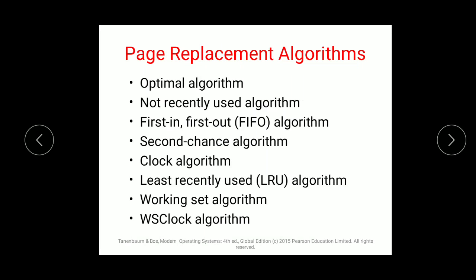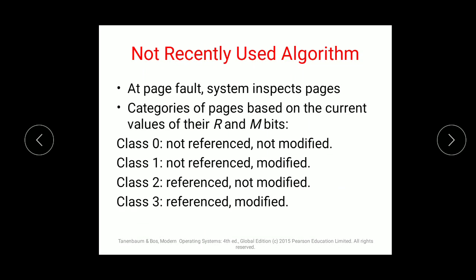The optimal algorithm is unrealizable because it is impossible to determine the number of instructions that will be executed in the future. How the algorithm will be implemented in the future, they cannot predict. That is the reason it is unrealizable. Since the policy is that a page not used for a longer period of time is replaced, the reference also becomes difficult. So next is the not recently used algorithm.